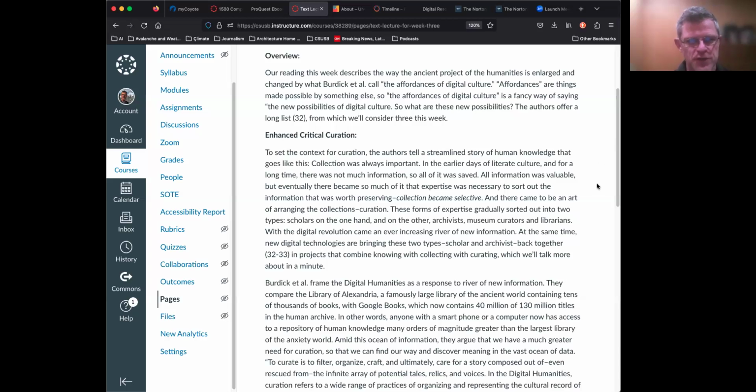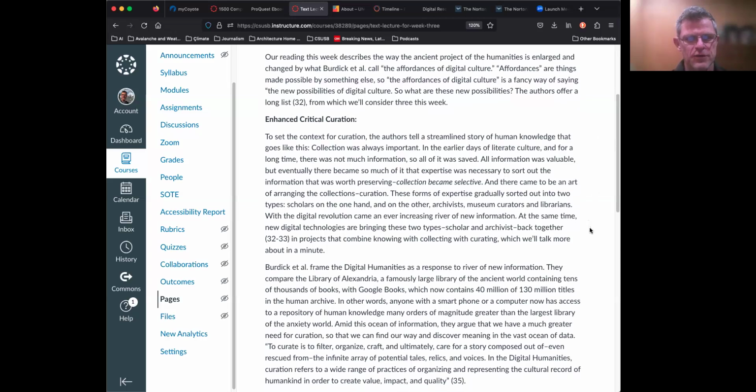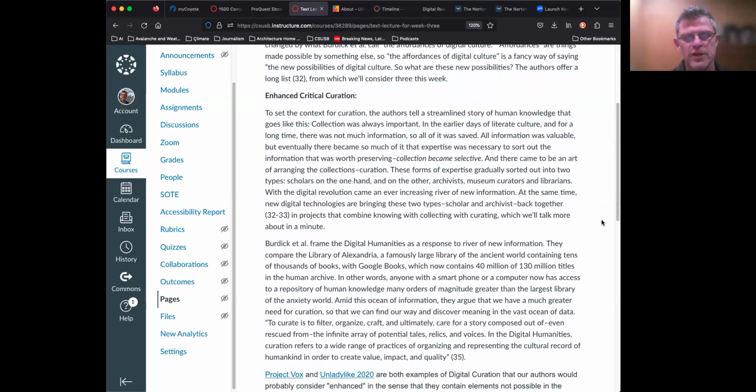This is what we talked about before. And so for this week, we're just going to talk about three of these affordances, or new possibilities for the humanities that are opened up by digital technology. So, in the process of making this argument, they tell the story that I summarize here, and it goes kind of like this.